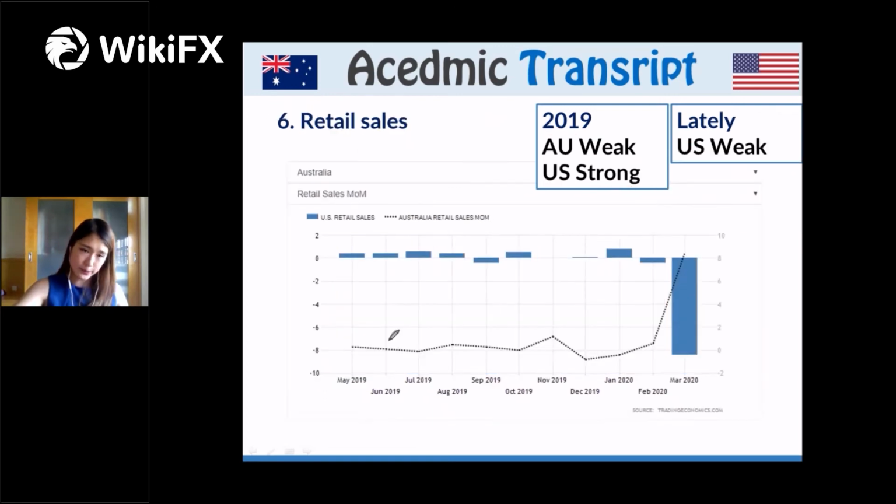Okay, we look at this. The retail sales for Australia in 2019 is lower than the US, so I would say Australia is weak and the United States strong. But lately, it's very obvious that the United States retail sales dropped a lot, but Australia's increased. So when you compare with here, we know that the US is doing weak and Australia is strong.